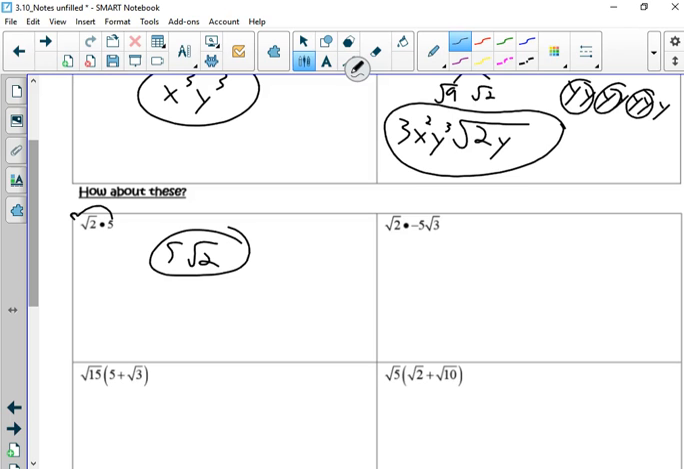Okay? So here, negative 5 has only 1 out here to multiply by, so outside times outside is still negative 5. Inside times inside, radical 6, which will not break down. Again, there's no perfect square that goes into 6.